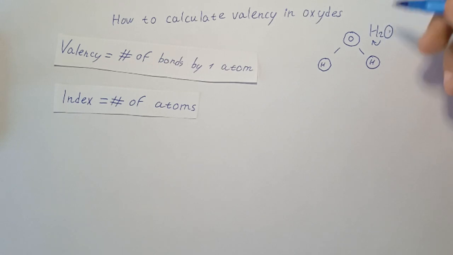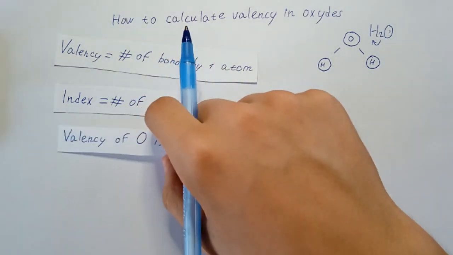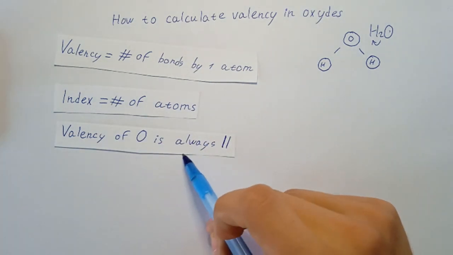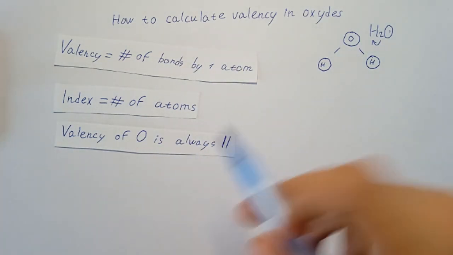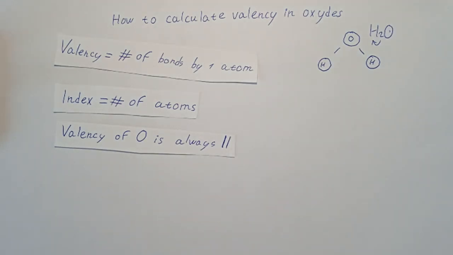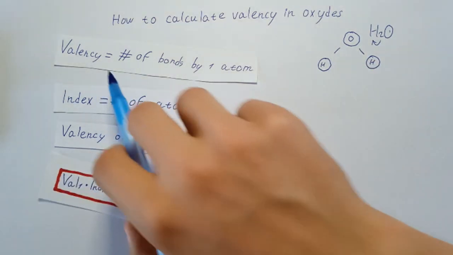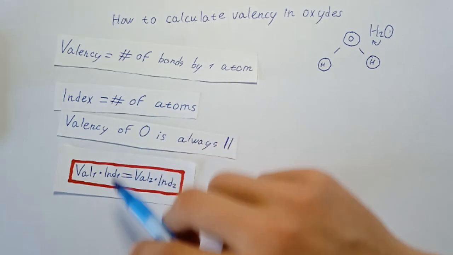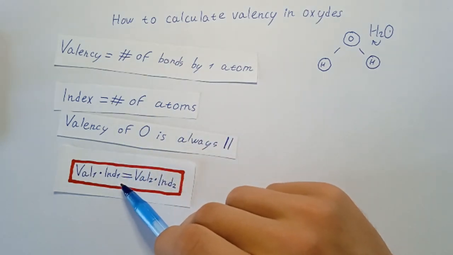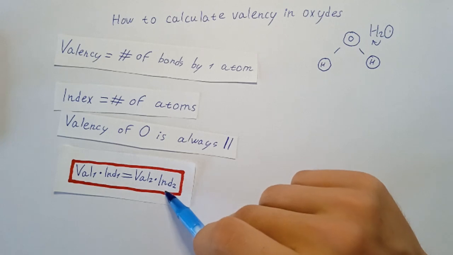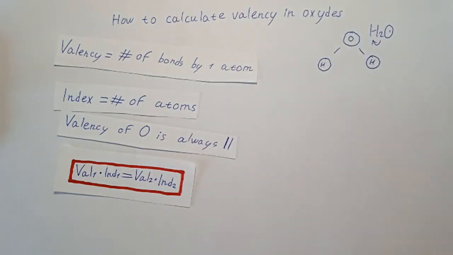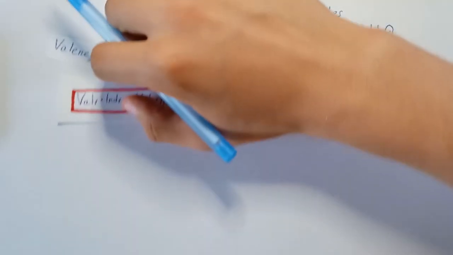Pretty simple. One more piece of information is that in all oxides, valency of oxygen is always 2. Humanity got pretty lucky on that. Now for the formula itself. Valency of the first element multiplied by its index is equal to the valency of the second element multiplied by its index. Now let's run some examples.